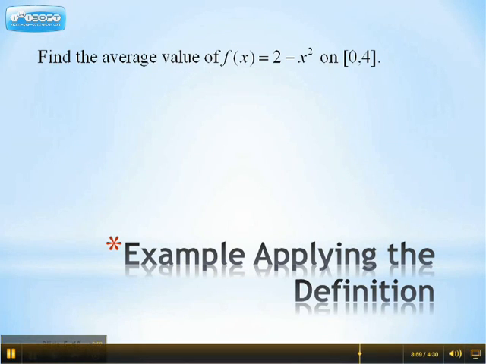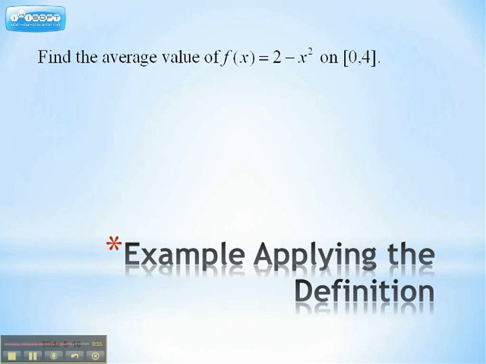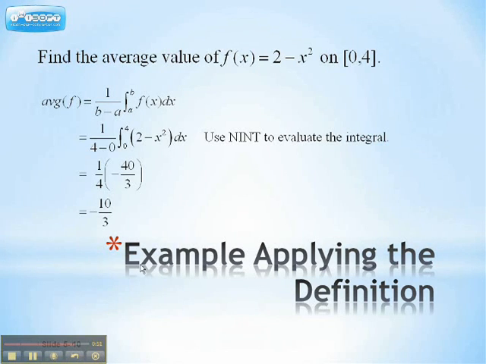So we are going to find the average value of this function, 2 minus x squared, on the interval from 0 to 4. Here is my formula. We will oftentimes see AVG of f here. That means average value. My formula is 1 over b minus a times the integral from a to b of f of x dx. I just plug in all my values. Here is my a and my b, 0 and 4. I put them in. My function is 2 minus x squared. And then we just use the calculator to evaluate that integral.